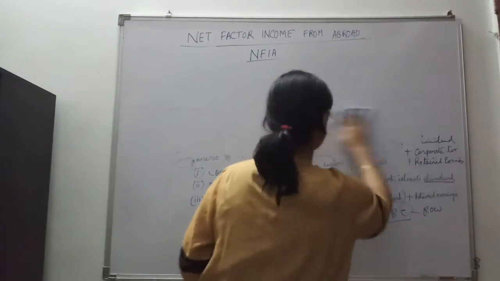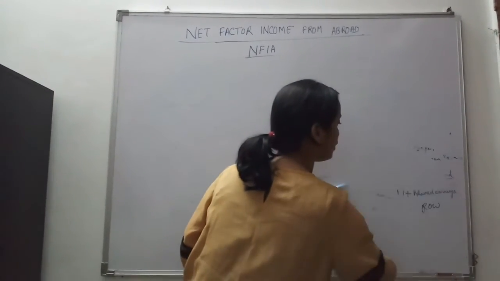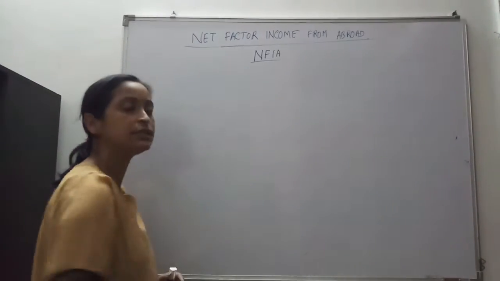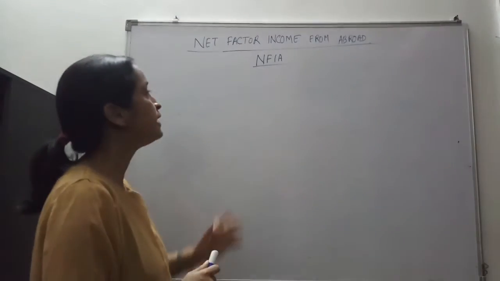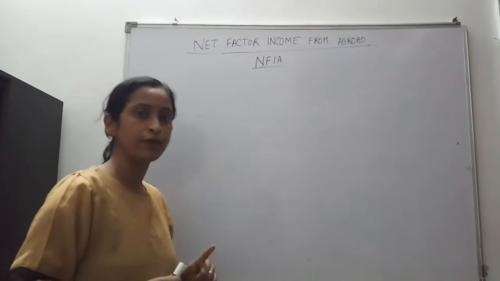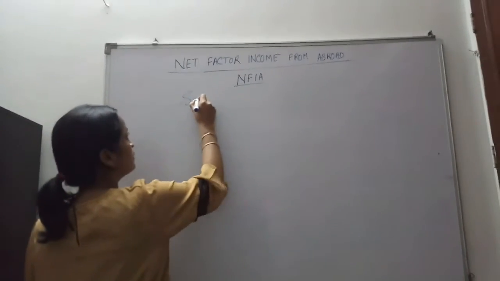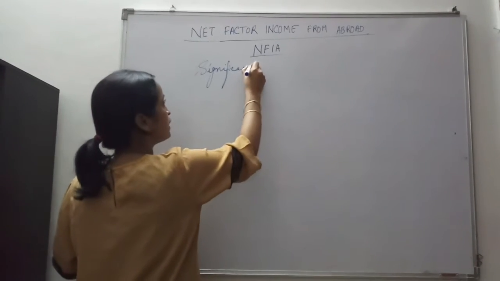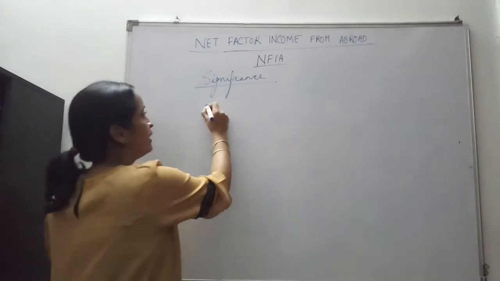Alright, the significance. We know now what NFIA is. We got the meaning of NFIA: it is the difference between factor income earned and factor income paid. Then we discussed the components of NFIA. Next we are moving to significance, or its importance. What is the significance of NFIA?